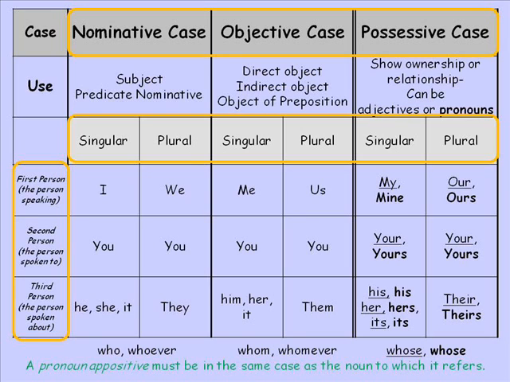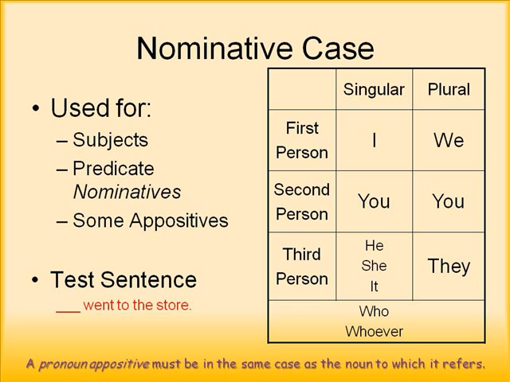So let's start this by looking at the nominative case. In this slide, I've taken just the little bit off of that chart that was for the nominative case, and I've placed it here. So we see both the singular and plural pronouns for the first, second, and third person. We also have at the bottom there who and whoever, and we'll talk about that next week.